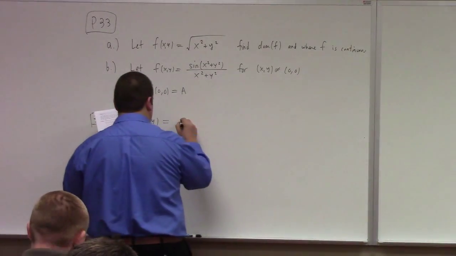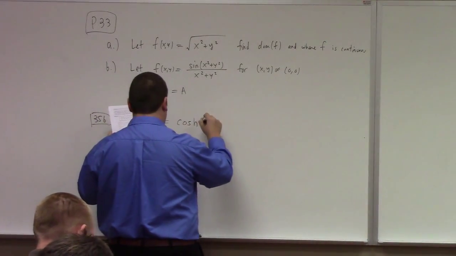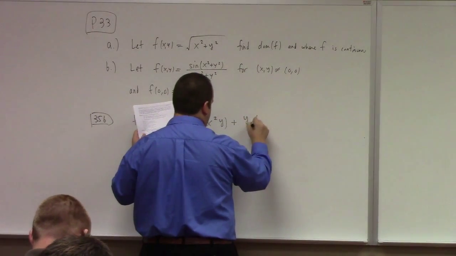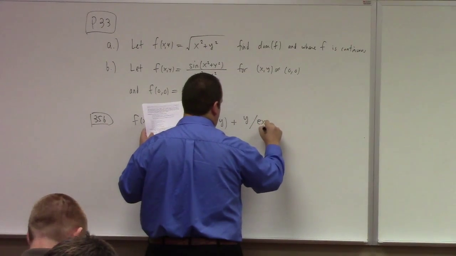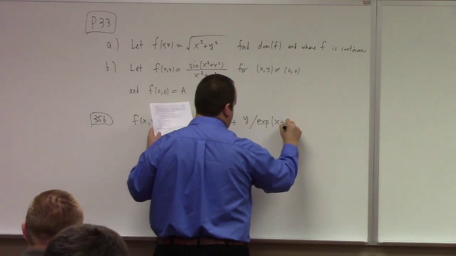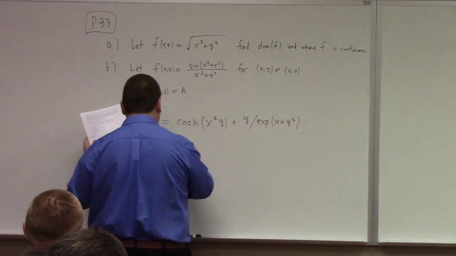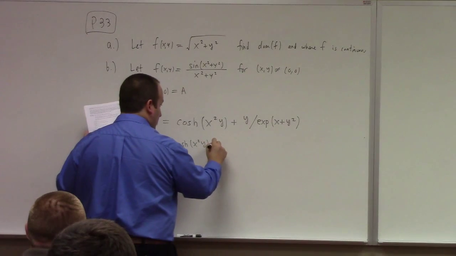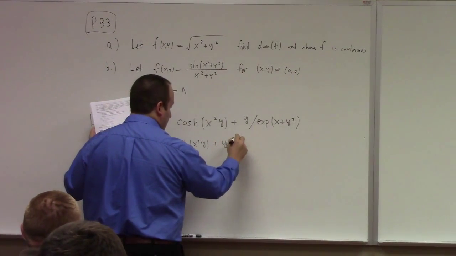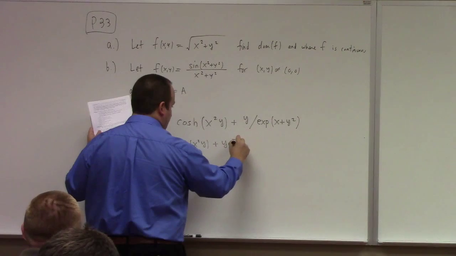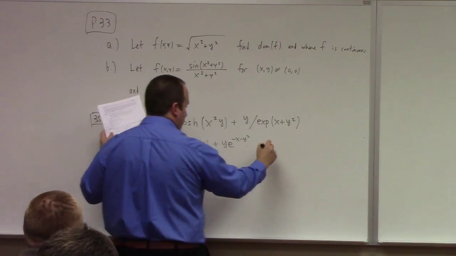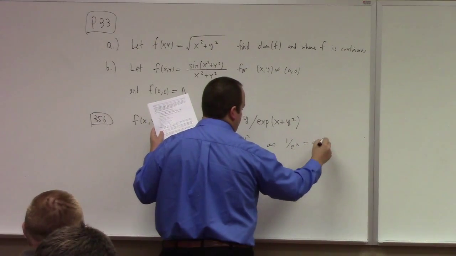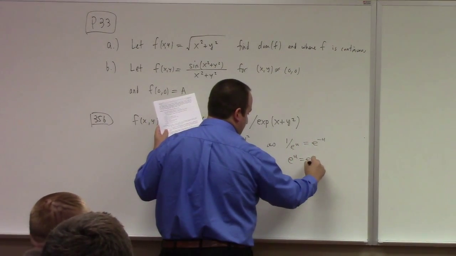So we've got the hyperbolic cosine, or cosh as I affectionately refer to it, of x squared y plus y, divided by the exponential of x plus y squared. Now, another notation for this would be the following: cosh of x squared y plus y e to the minus x minus y squared, as 1 over e to the u is equal to e to the minus u. And by the way, e to the u is also denoted exponential of u.